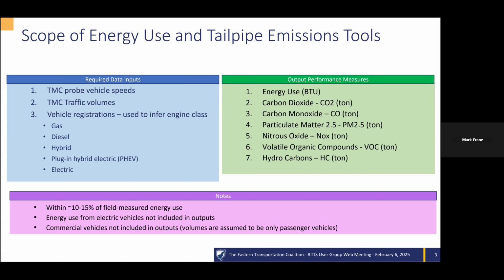It's also worth noting that energy use from electric vehicles is not currently included in our outputs, and that commercial vehicles are also not included in our outputs as well. The reason is we're working on developing some methodologies to handle that and better data on not only the percentage of commercial vehicles, but what specific types. A tractor trailer has a different profile than a box moving truck, for example. So those are things that we're working on, but they're not quite integrated into the model yet.